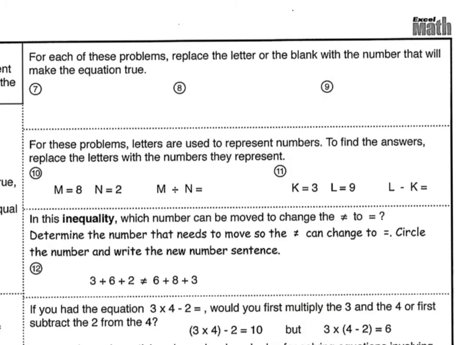All right, numbers 7, 8, and 9 are blank. We are going to look to replace the blank letter with a number to make the equation true. You see absolutely no problems here. So I'm going to show you what you're going to write in those spots. We're going to do number 7 together, and then you'll try 8 and 9 on your own.